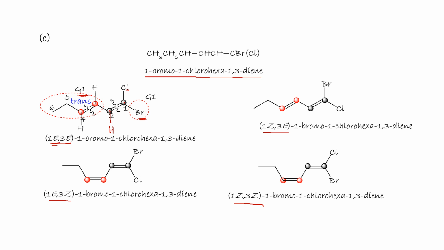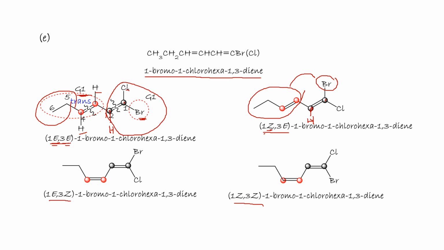Looking at carbon 3 and 4, we have this group senior over the hydrogen, and this one senior over the hydrogen. Again, they are on opposite positions, so we have 3E. Coming to this one, carbon number 1, this is senior. Carbon number 2, this is senior, of course, over the hydrogen here. They are on the same side, so Z, 1Z.